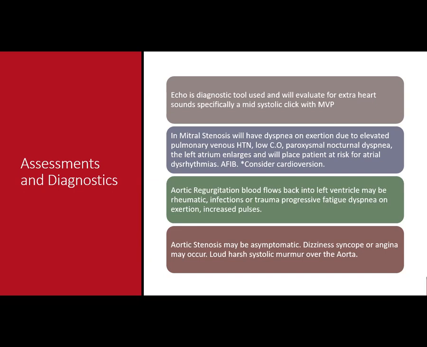Aortic regurgitation, blood flows back into the left ventricle, may be rheumatic, infectious, or trauma, progresses fatigue, dyspnea on exertion, and increased pulses. Aortic stenosis may be asymptomatic, dizziness, syncope, or angina may occur, and you're going to have those loud, harsh systolic murmurs over the aorta.